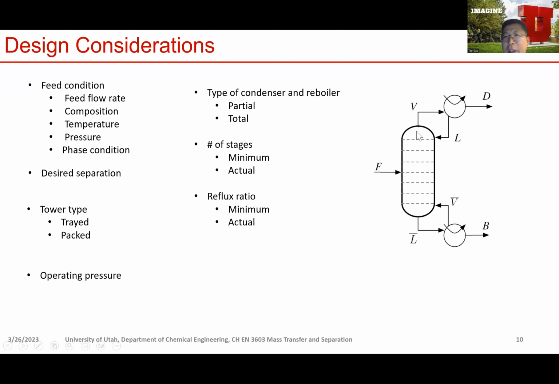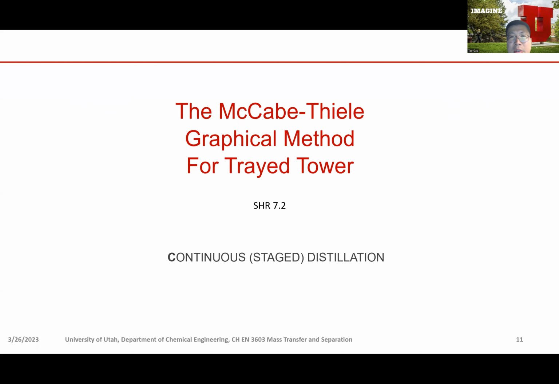And when the vapor leaves the column and enters the condenser, then it enters a reflux drum, which is not drawn here. This reflux drum will split the stream into a distillate, that's our end product, and a liquid that goes back to the tower. Okay. So next, we're going to talk about the McCabe-Thiele graphical method to analyze tray towers.